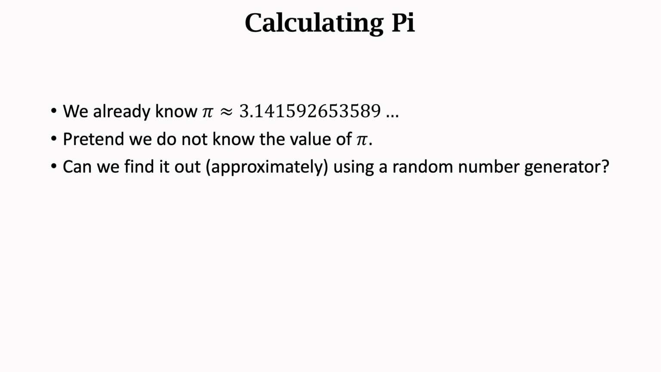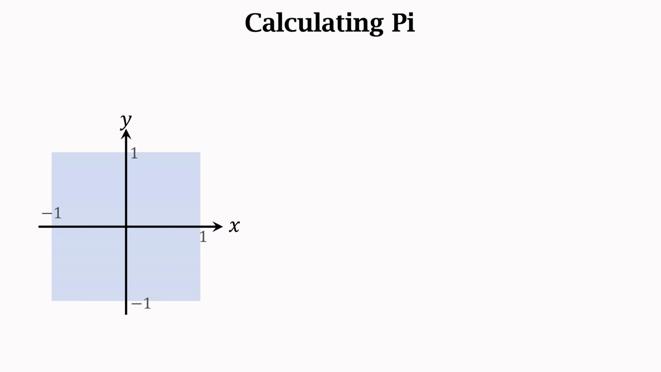We already know that pi is approximately 3.14159. Now let's pretend that we don't know the value of pi. Can we find it out approximately using a random number generator? Let's use Monte Carlo to approximate pi. The idea is uniform sampling.